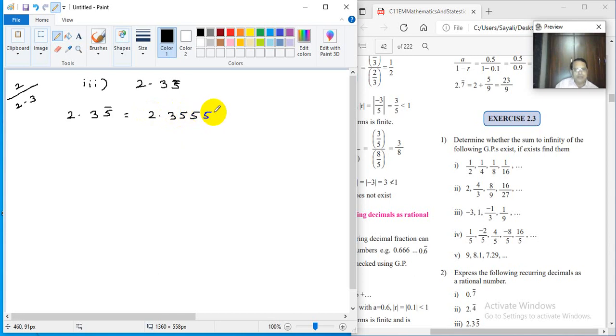5 5 5 and so on. This will repeat infinitely many times. ज्या नंबरवर आपण बार लिहितो ना तो रिपीट होत असतो. किती वेळा, infinitely many times.